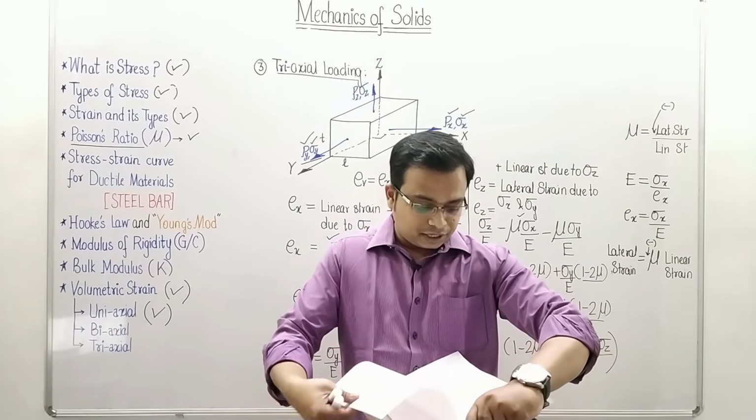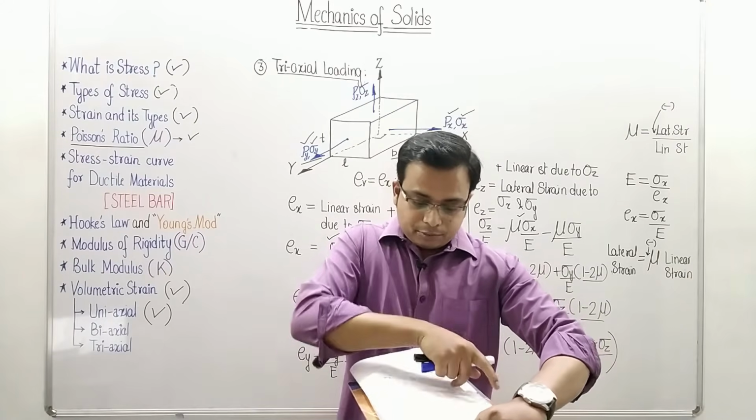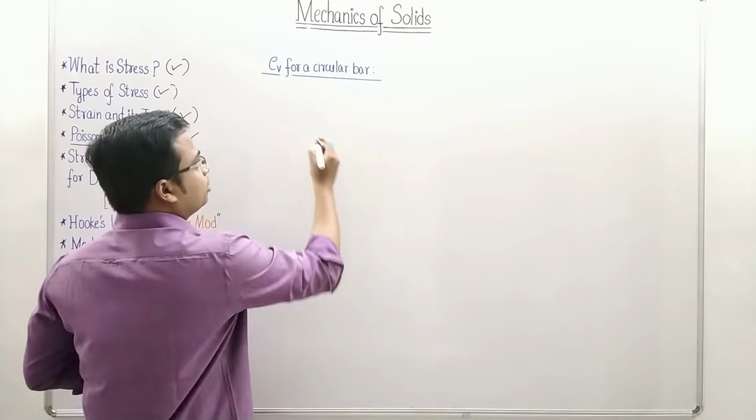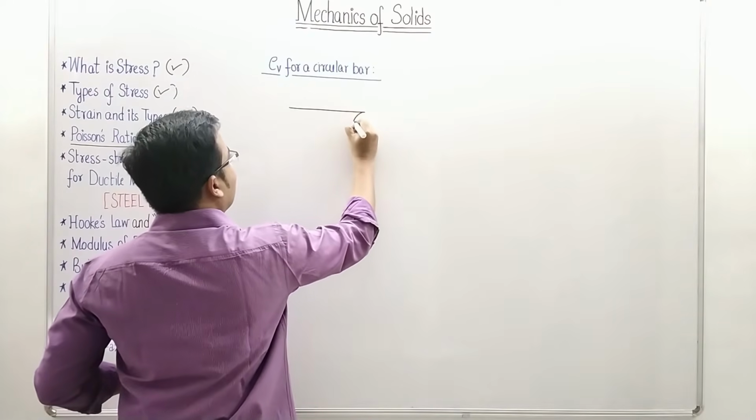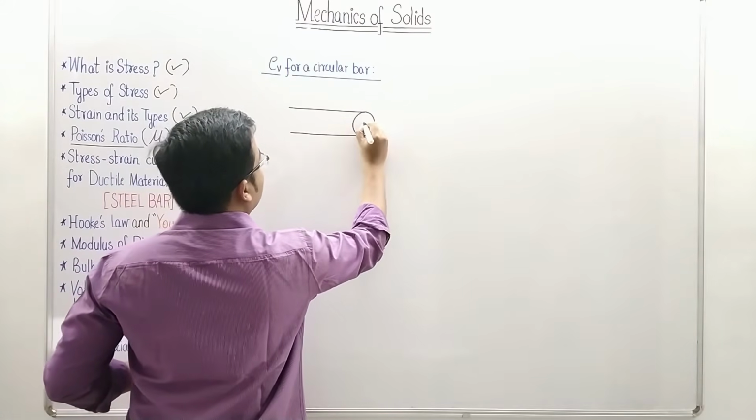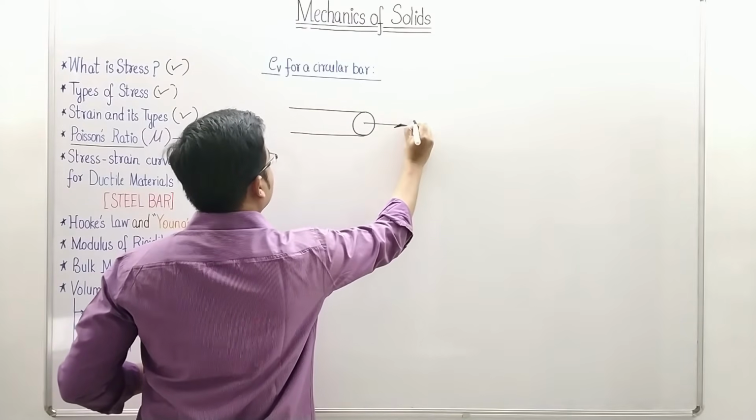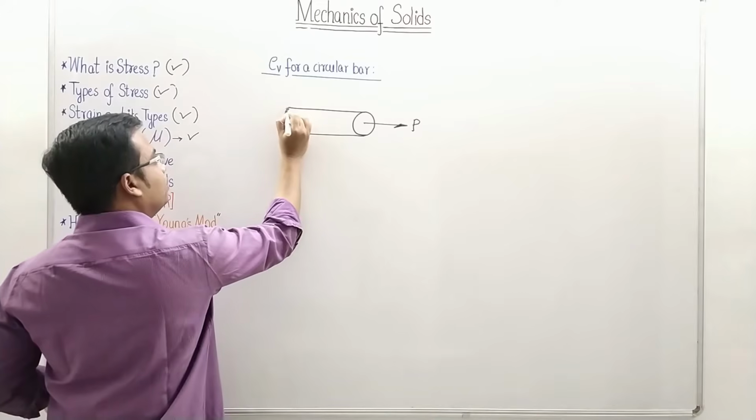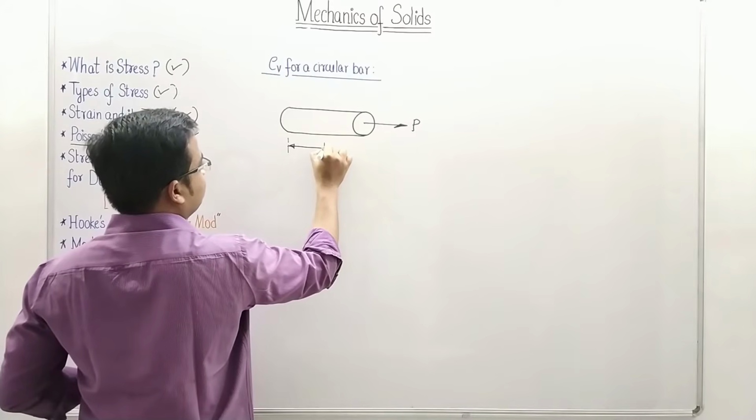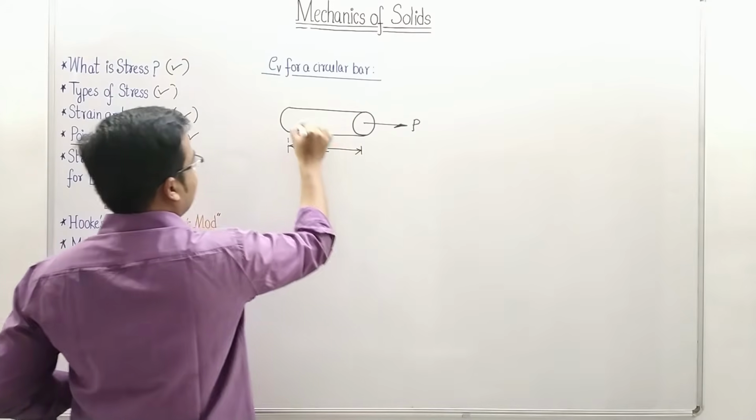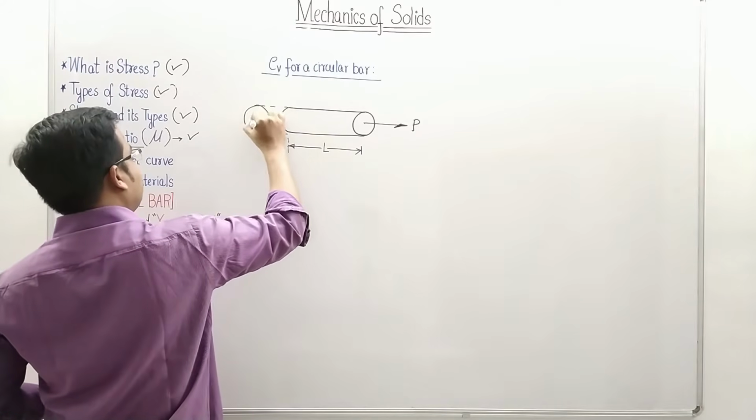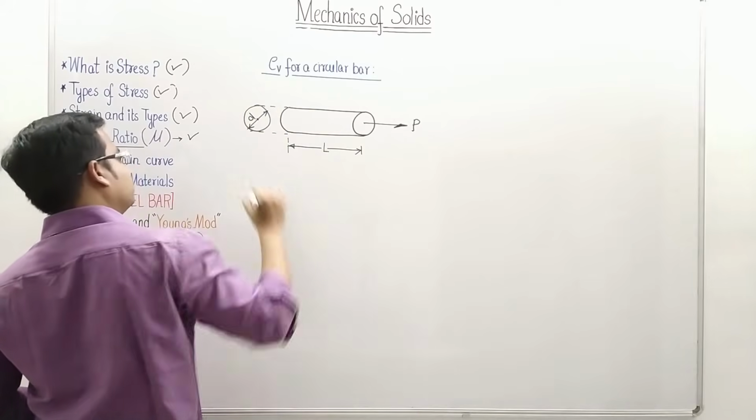Okay, there is also a volumetric strain of a circular bar, which I am supposed to discuss. Let's just finish this. Let's consider a circular bar. And there is a load applied. Let's call this load P, right? This is the circular bar. And that circular bar is having a length of, let's say, L, and is having a diameter. If this is the side view, then the diameter is D, let's say.